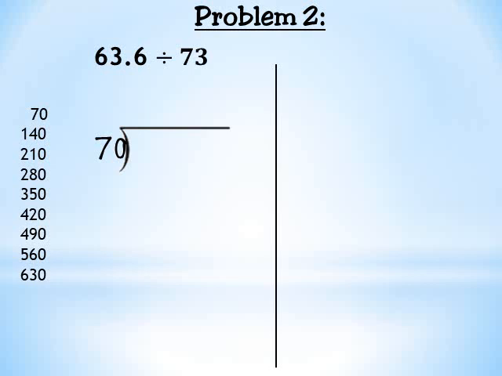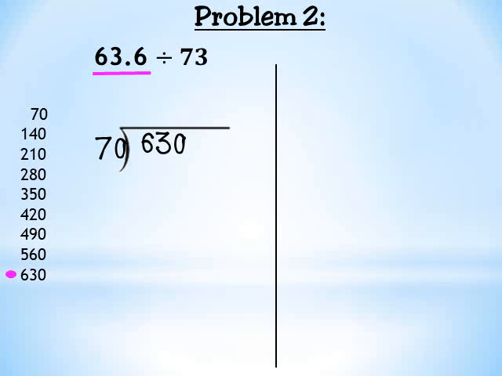Now that you have it, you're going to focus on 636. You want to find a number that's as close to 636 as you possibly can. When you look off to the side, 630 is the closest to 636, so you put that in your garage. Now the next thing we need to do is put our decimal. If you notice in the original dividend, it says 63, then the decimal, then 6.